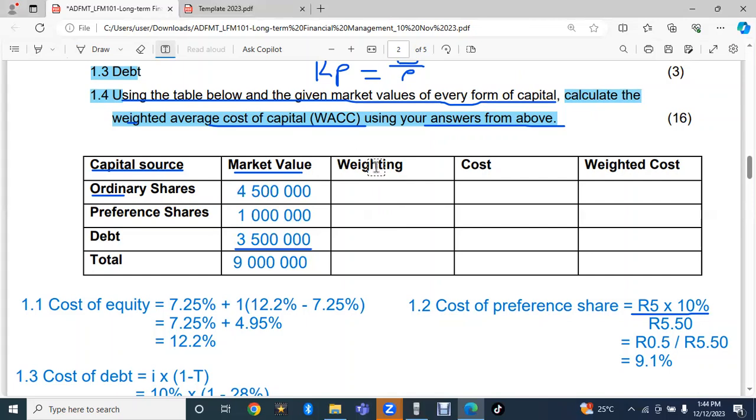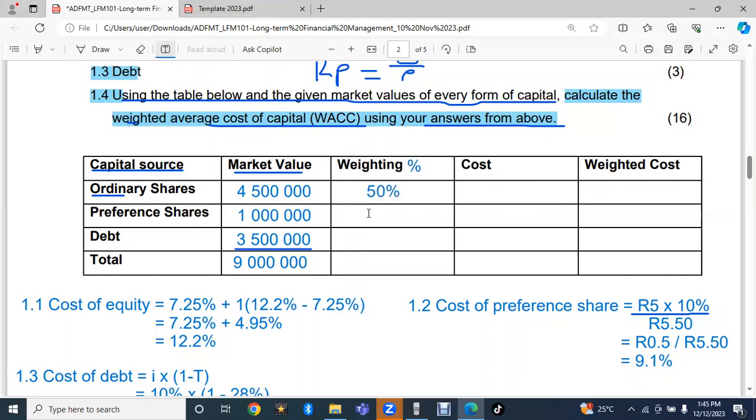Now we want to get the weight. How do we determine the weight? For ordinary shares, we're going to take 4.5 million divided by the total of 9 million and then multiply by 100, because these weights must be presented as a percentage. That is why we need them. So 4.5 divided by 9 million times 100 is a half. Obviously, the rate here will be 50%.